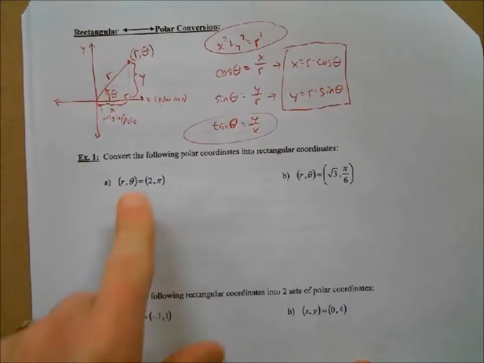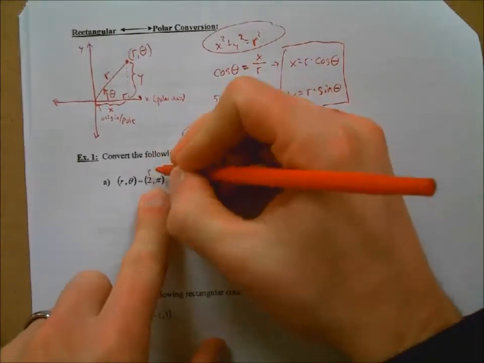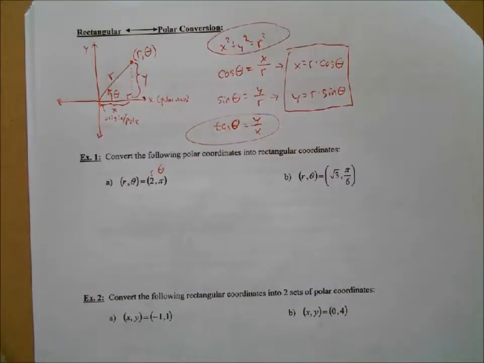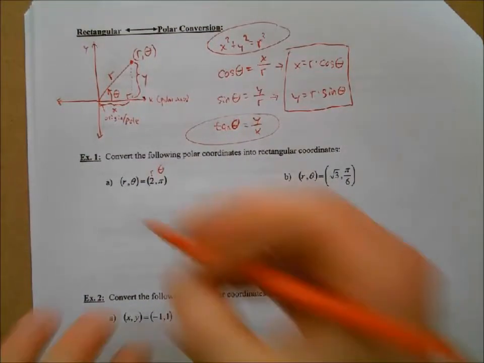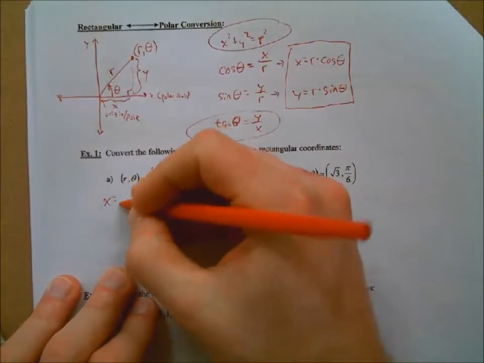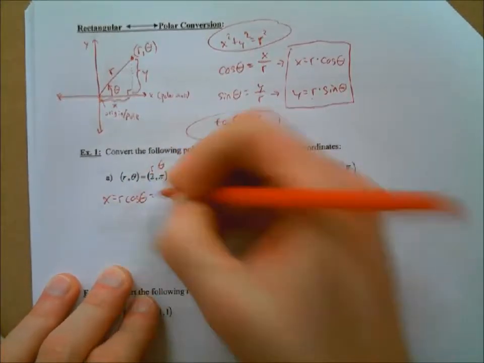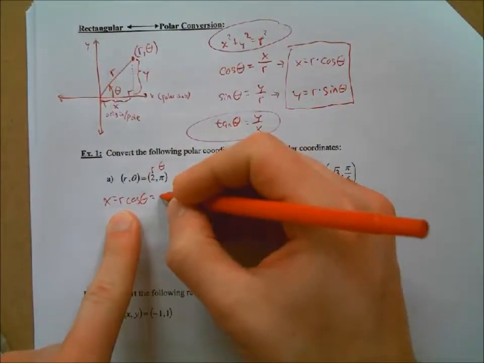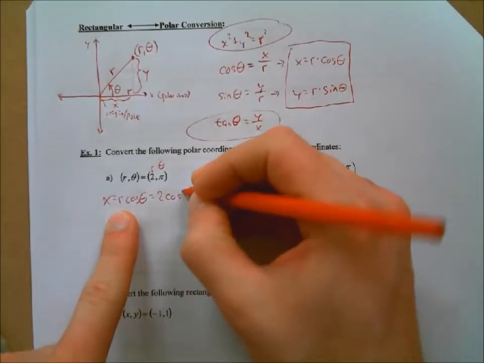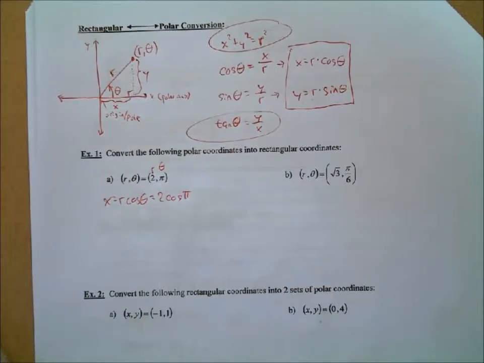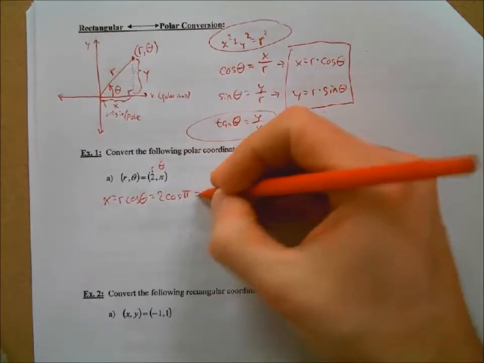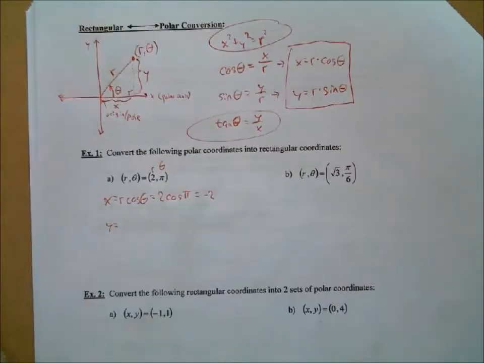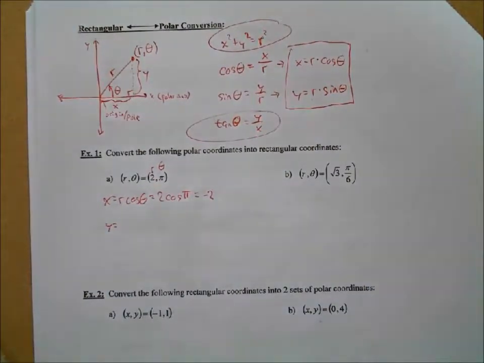Okay, so we're told here this is (r, theta), so this is a polar coordinate. We want to convert it into rectangular coordinates. So that means we need to come up with an x and we need to come up with y. Well, we know x is r cosine theta. So what is our r? 2, and then cosine of pi. So there's our x coordinate. Of course, we know cosine pi is -1, and so we end up with -2. So there's the matching x coordinate.